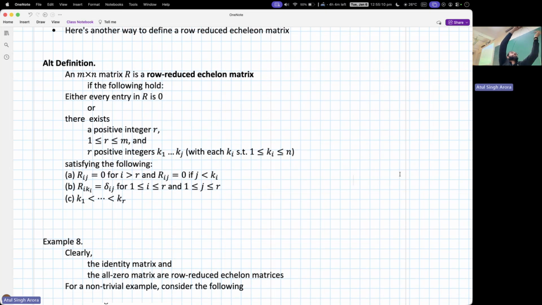Give me a second. Okay. I'm going to put it here for just a second so I can type. So here, delta ij is 0 if i is not equal to j.